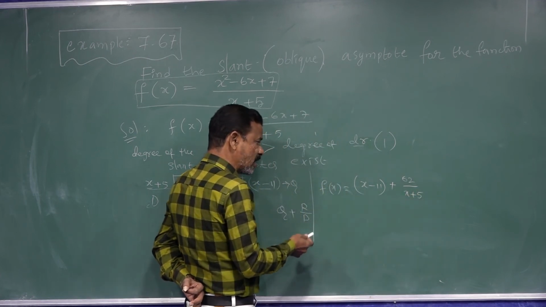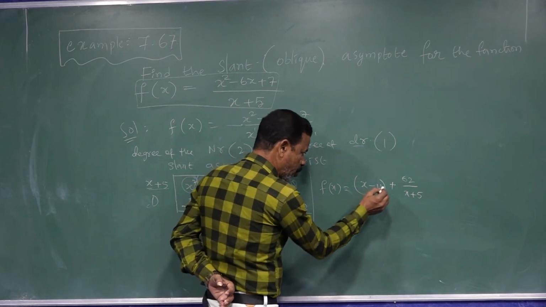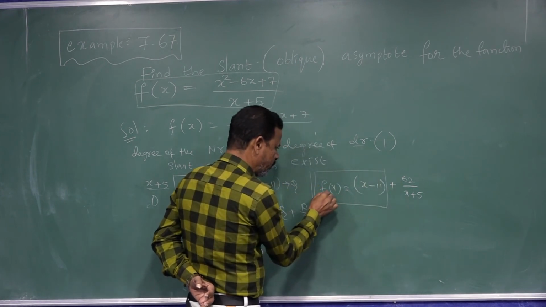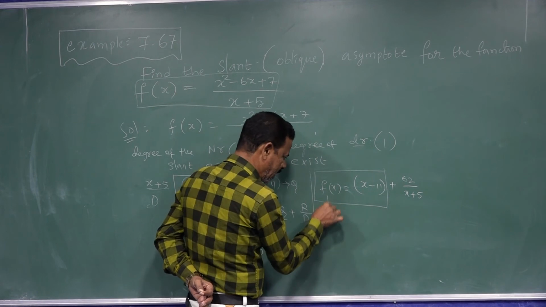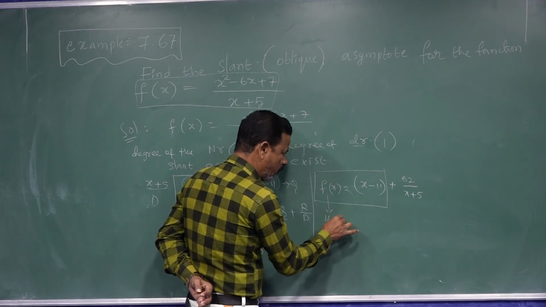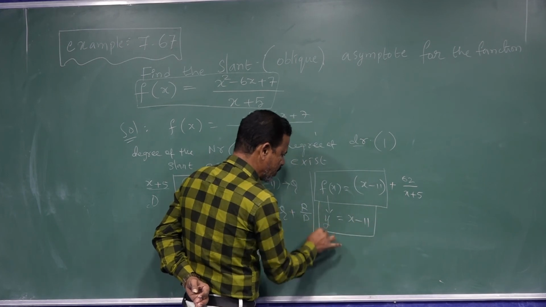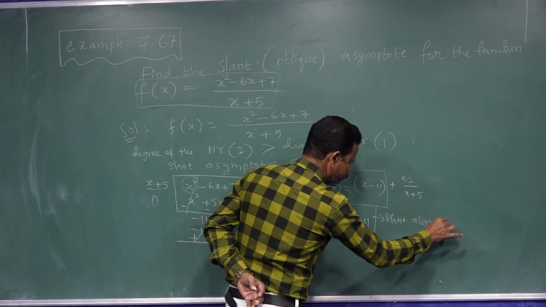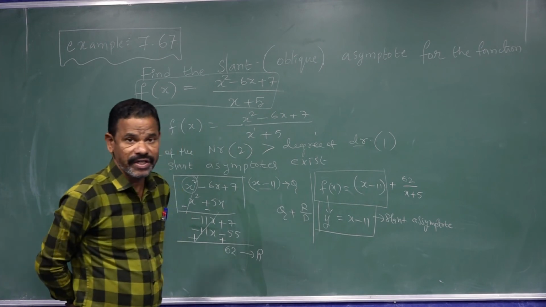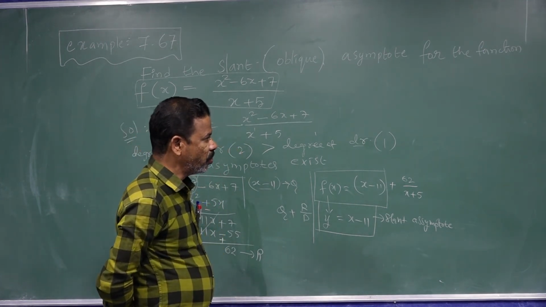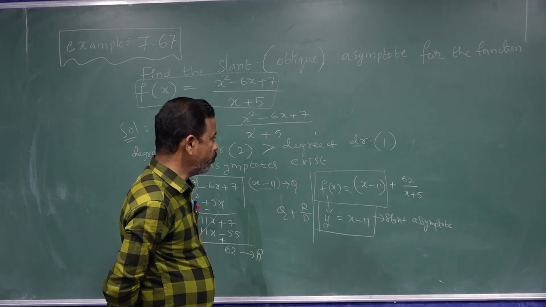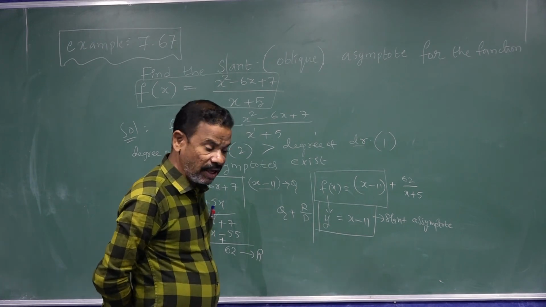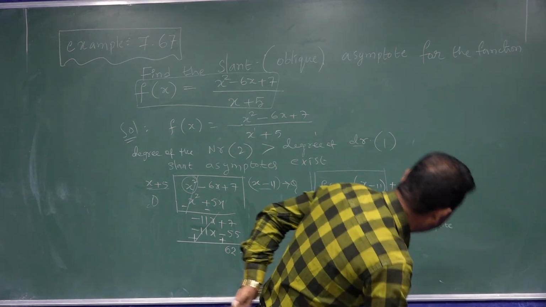Here the slant asymptote is taken as only up to here, not this part. f of x is nothing but y, so we take this as y. Y equals x minus 11 is the slant asymptote. So roughly we draw the asymptotes and a graph. Simply, we draw the graph roughly, not accurately.